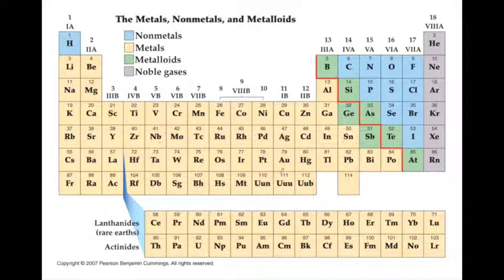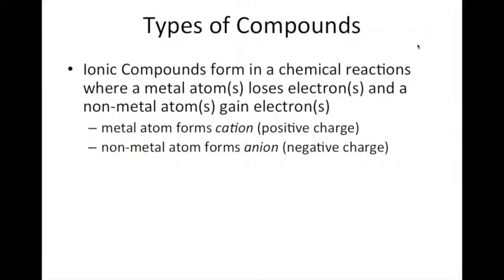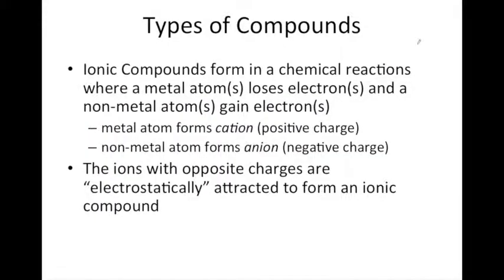Now, of course, we can recognize metals and nonmetals on our periodic table because metals tend to be over on the left side and the nonmetals tend to be over on the right side of our periodic table. Once we form these ions, the ions have opposite charges and they're attracted electrostatically, which means they're attracted based on opposite charges. These oppositely charged ions, when they attract to each other, form an ionic compound.